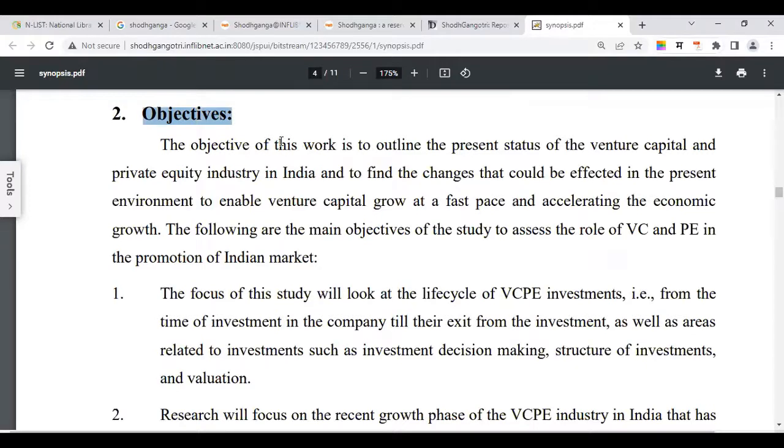Are you writing, people? Please write down. These are the most important things. The objectives which we have to select: what are the objectives of my research? What type of research am I going to carry out?